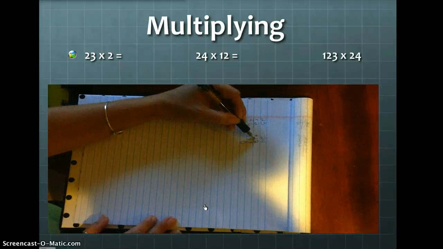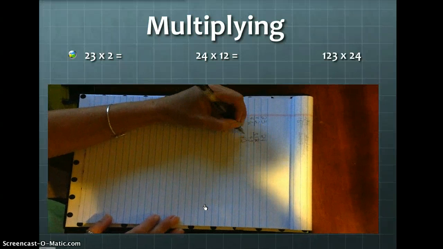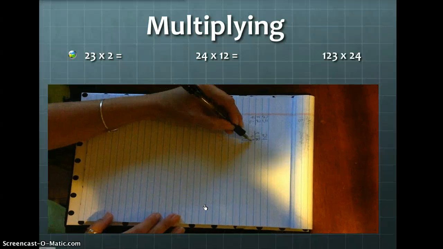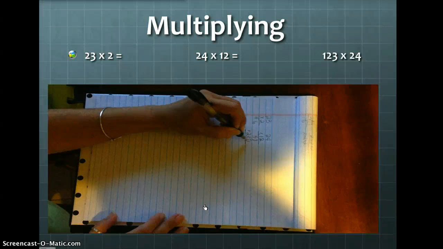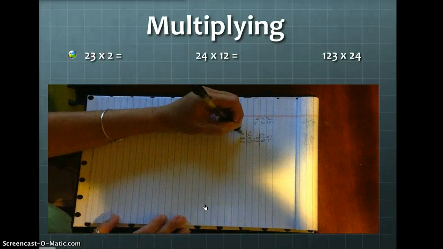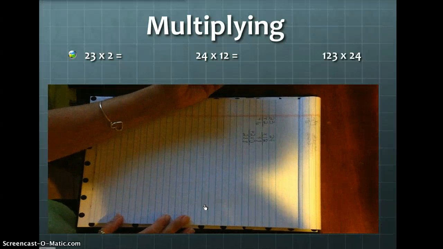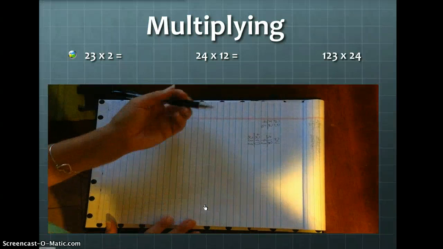And then now you do the tens place times the ones place. So 1 times 4 is 4. 1 times 2 is 2. So you have two partial products. So now you want to add those together. So 8 and 0 is 8. 4 and 4 is 8. And 2 and nothing is 2. So 288.